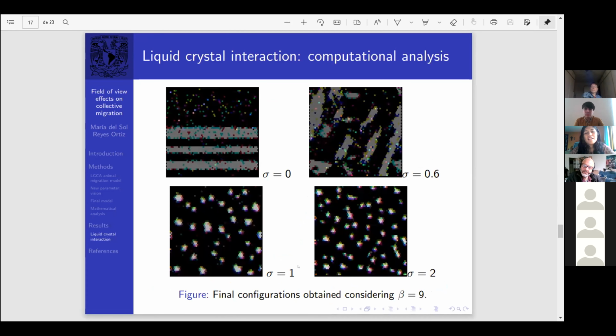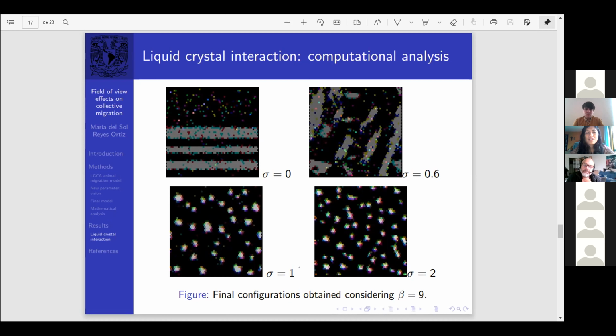Now, if we leave the beta parameter constant at 9, and we start to vary our vision, our sigma, we can see that these strips that we saw earlier, which form with a full vision, start to break into some clusters of particles. These clusters of particles get a little bit smaller as sigma goes up, and their minimum size is reached when sigma reaches 2.